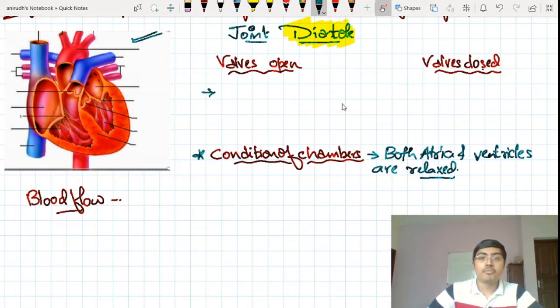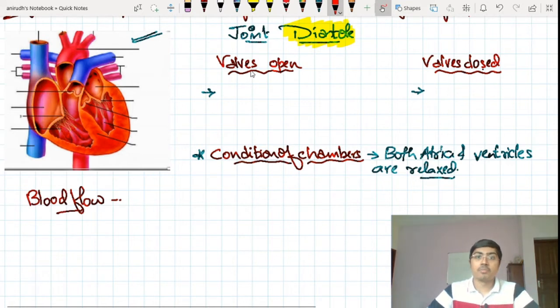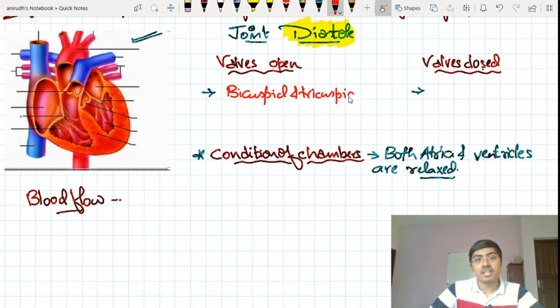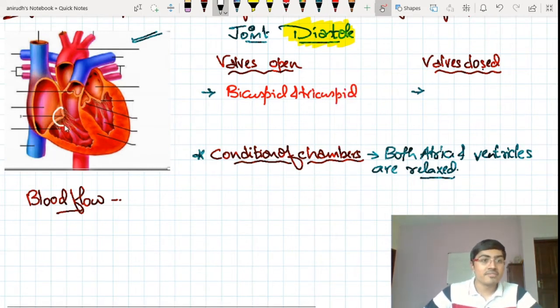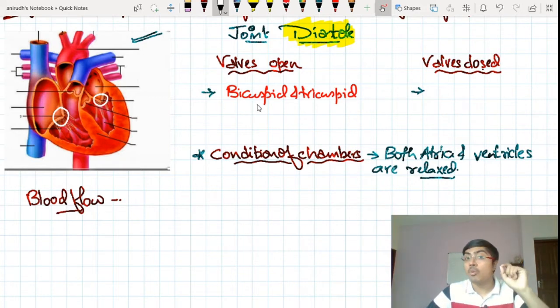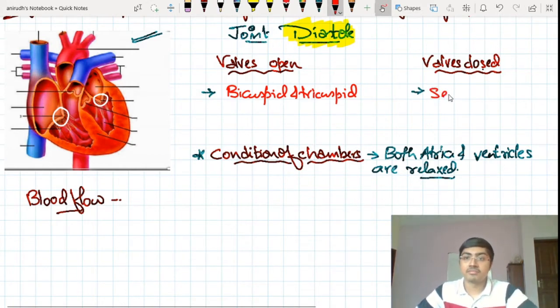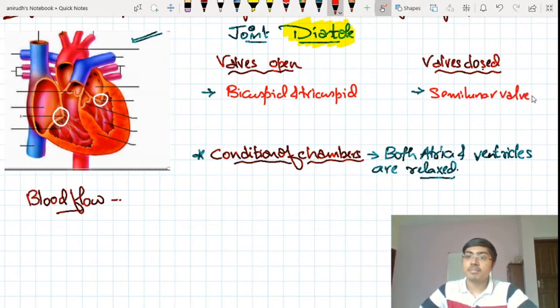Now when you have both atria as well as ventricles relaxed, there are certain valves which are open and there are certain valves which are closed. Okay, so the open valves are your bicuspid and tricuspid valves. Okay, so these are the two important valves. This valve as well as this valve, they will be open. And also I can say what are the valves which are closed. So your semilunar valves are closed. These semilunar valves are closed.